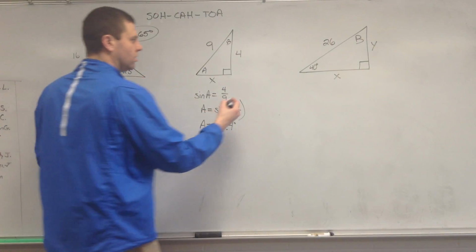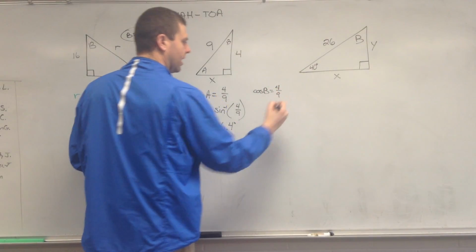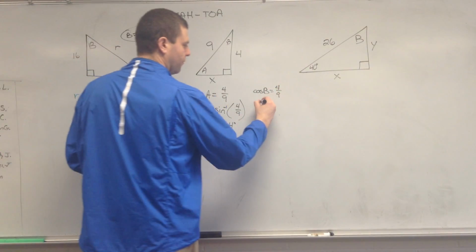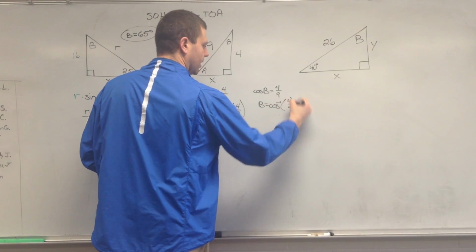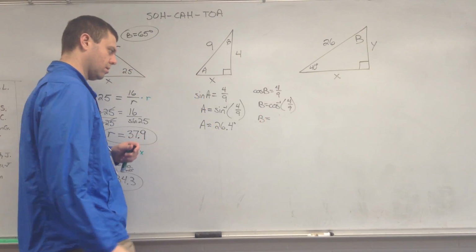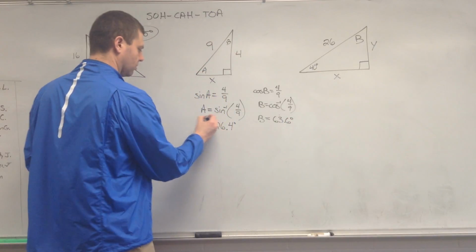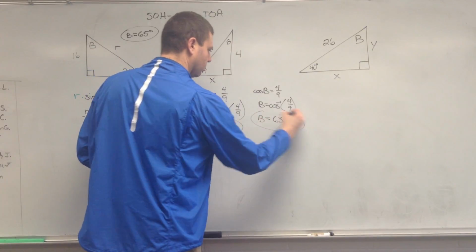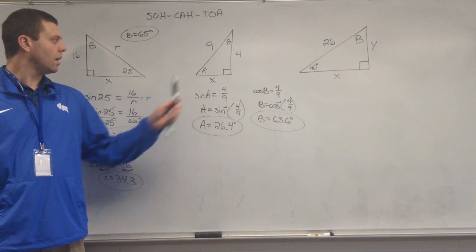She said cosine of B equals 4 over 9, and therefore B would equal the inverse cosine of 4 over 9. And you get 63.6 degrees. So there's angle A, here's angle B. Only thing left would be x.